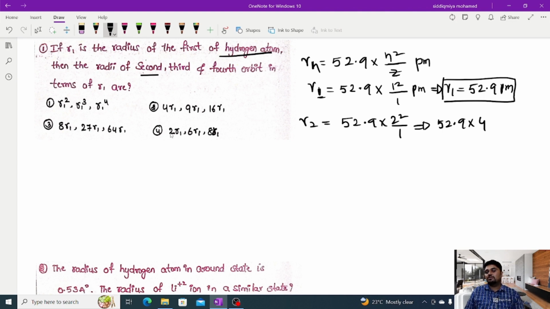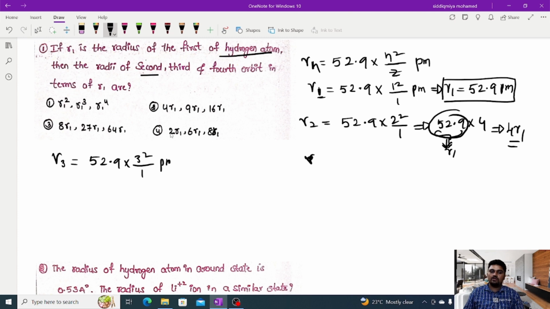So in terms of R1, they are asking. I am writing 52.9 as R1, so I will get 4R1. R2 is equal to 4R1. Now how much will R3 be? Let me write this side. R3 is equal to 52.9 into 3 square by 1 picometer, so you can write this as 9R1.